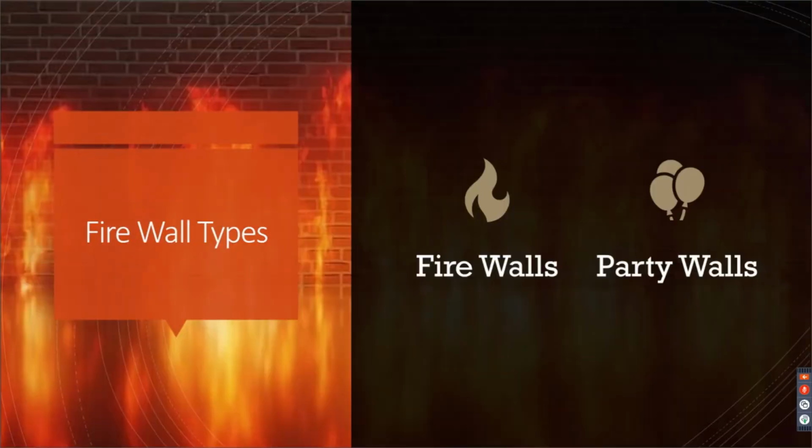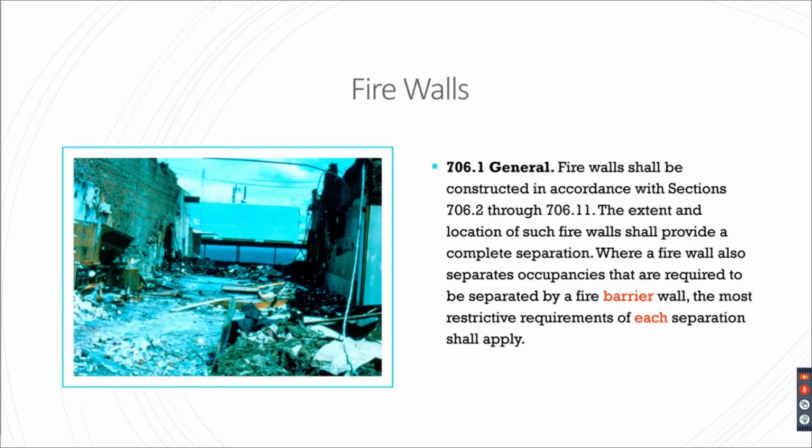So what are firewall types? Firewalls and party walls, which we don't see party walls too much. We're usually dealing with firewalls, but you would just talk about code and code. There's the two of them. You may have them. This is the example. You see the picture, and you'll see it again in the presentation later.